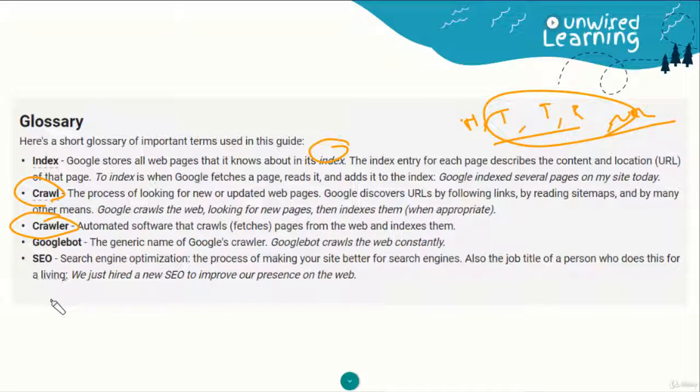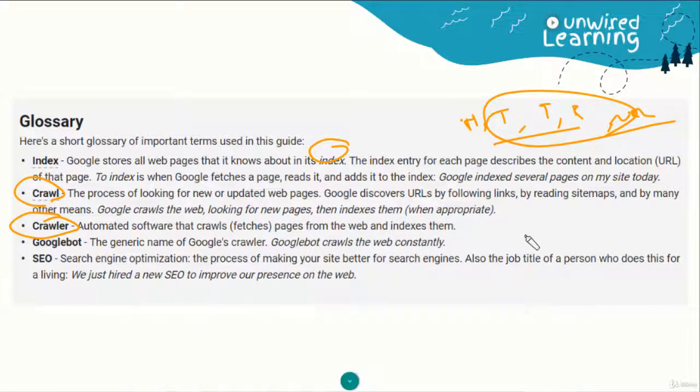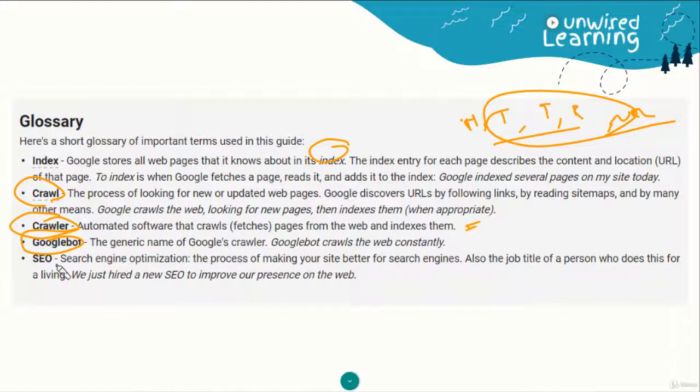Now let us understand crawler. A crawler is the automated software that crawls. So it is the software that fetches new pages or updates old pages, and indexes them into the Google database. Let us understand Googlebot. It is just the generic name for the Google crawler. So it is the crawler of Google. And SEO, we have already discussed so much. So I hope you will be familiar with these terms in the near future.